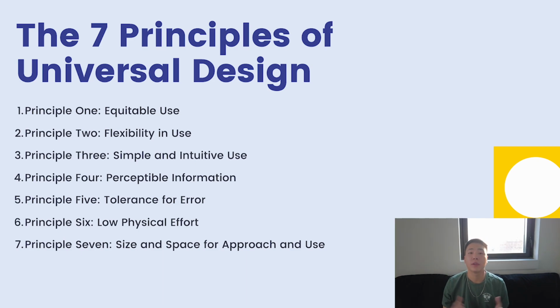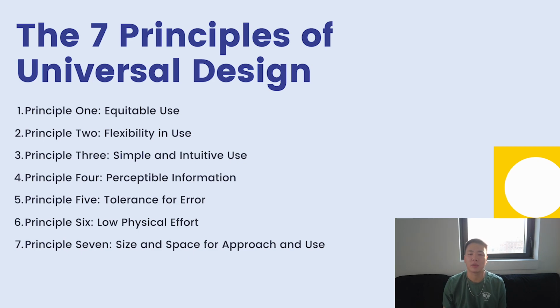The fourth principle of universal design is around perceptible information. This is just making sure that regardless of whoever you're designing this product or environment for, regardless of their sensory abilities, their ability to hear, to see, to taste, to smell, they should be able to use the product regardless of their inability to access it through one medium or another, or one modality or another.